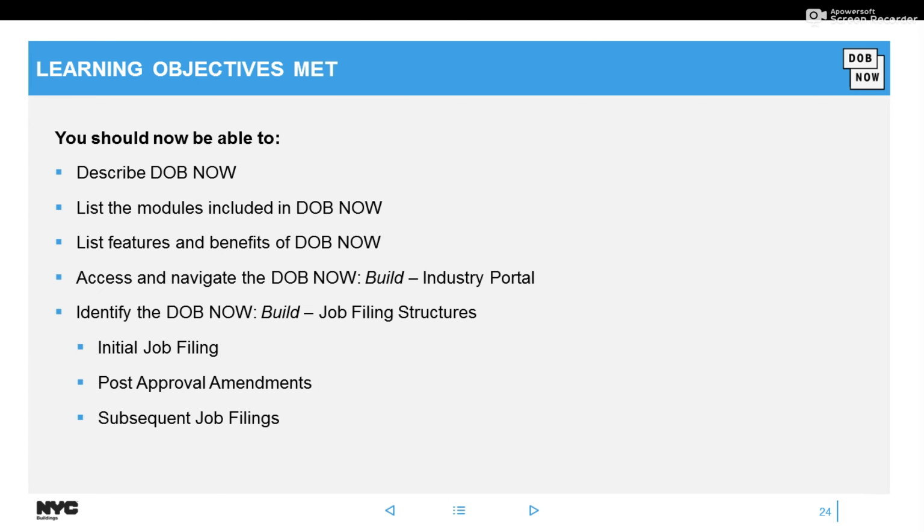So what I just went over there was describing DOB Now. I spoke about the foundation and what we're trying to achieve. I spoke about the modules, build, safety, inspections, licensing, the features and benefits of using DOB Now. I logged in and I accessed the industry portal, and I just explained the filing structure there with initials, PAs, and subsequents. I will go into PAs more later on in the session to talk about some of the guidelines for that.